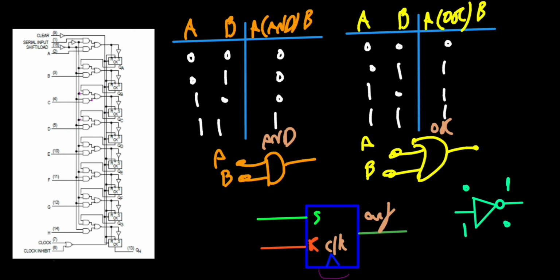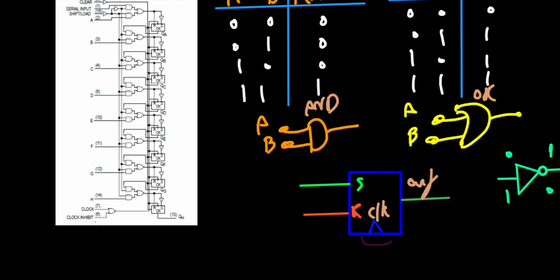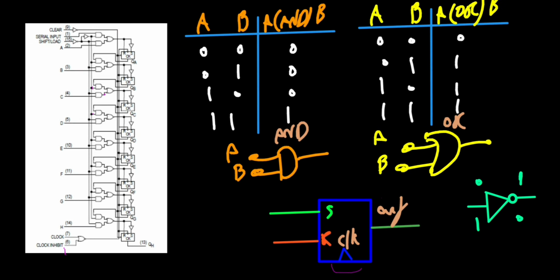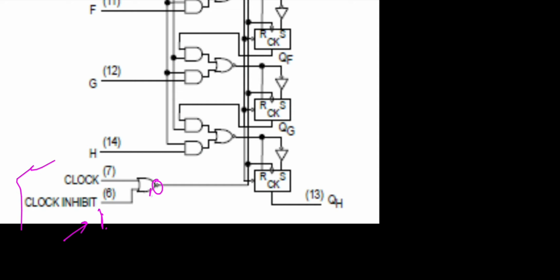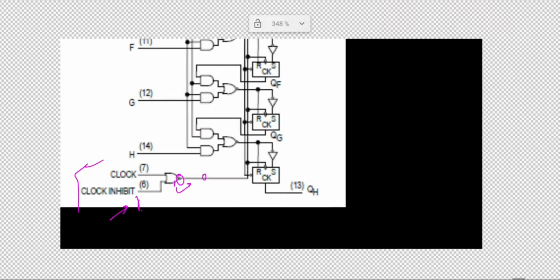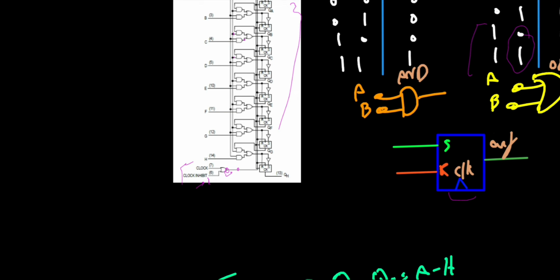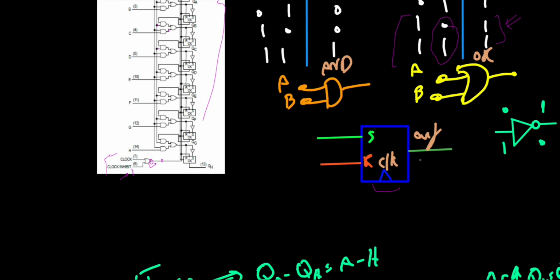So first, let's say that this clock inhibit is equal to 1. Based on the truth table of the OR, if one of the inputs is equal to 1, then the output is always equal to 1, doesn't matter what the other input is. So if we have the clock inhibit equal to 1, the output of this OR gate is always 1. We have a NOT gate here which would change the 1 to 0, so you would have a 0 here. This 0 is connected to the clock pin of all the 8 flip-flops in here. Therefore, the output would never change.